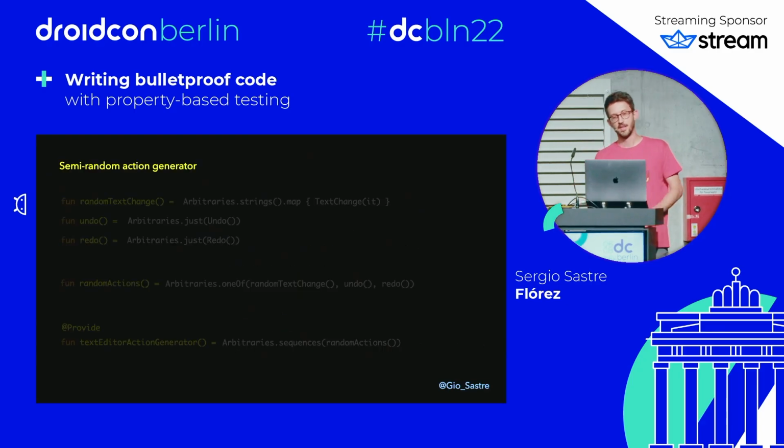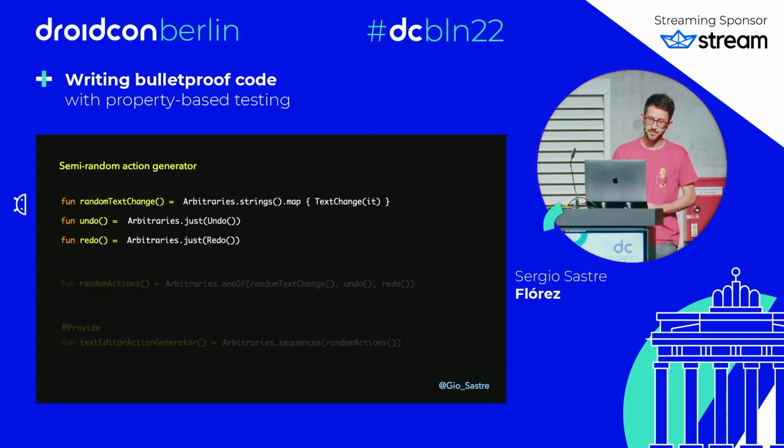That is the semi-random action generator. So now what we are going to do is define a generator for the arbitrary actions. So we got the random text change. We generate a random string and we map it to generate a text change action with that random string. And for the undo and redo, we also have to use these Arbitraries to make it arbitrary, because it's one of the requirements. If you want something to be generated randomly, you have to use Arbitraries.